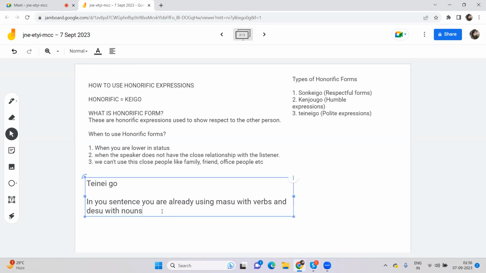So masu and desu are considered Teineigo, and sometimes we also use even politer things in sentences so that they become more respectful. I'll give you one example. If I say, please tell your name, you will say namae o oshiete kudasai.